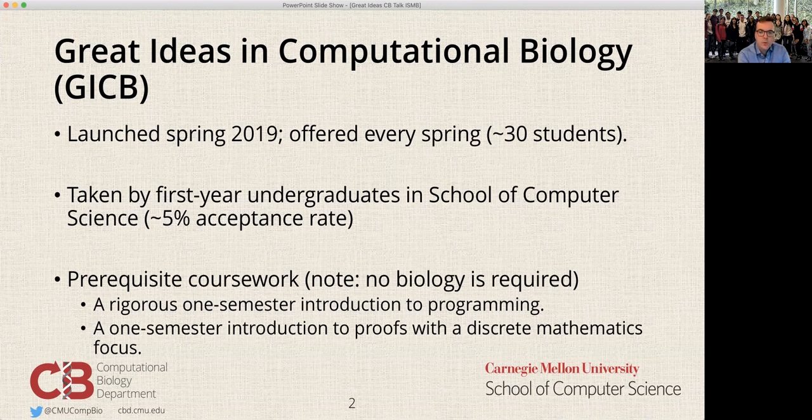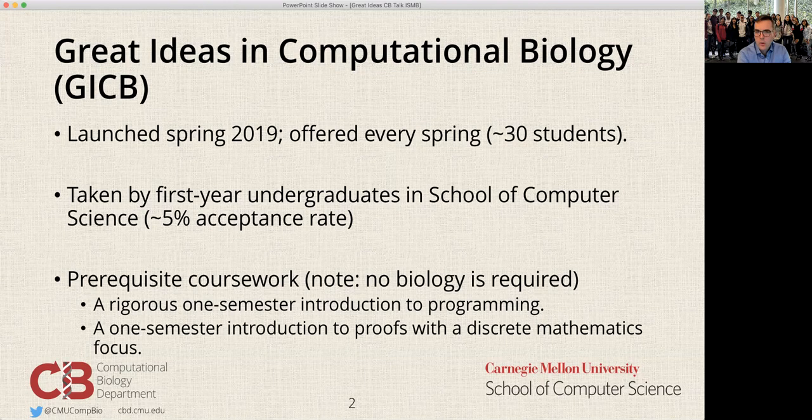Specifically, we assume a rigorous one-semester introduction to programming, and we assume a one-semester introduction to proofs that has a focus on discrete mathematics. Fortunately, both of those courses are taken by first semester students within the School of Computer Science. So we know that they have a very solid grounding in both of these topics.